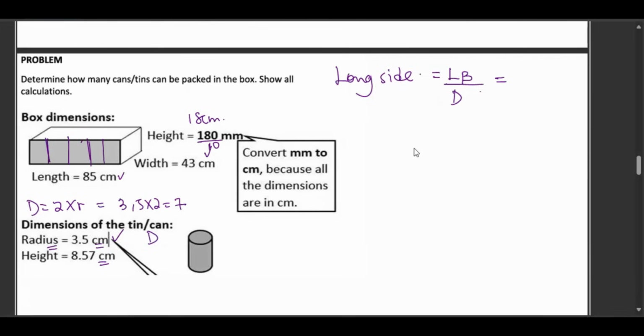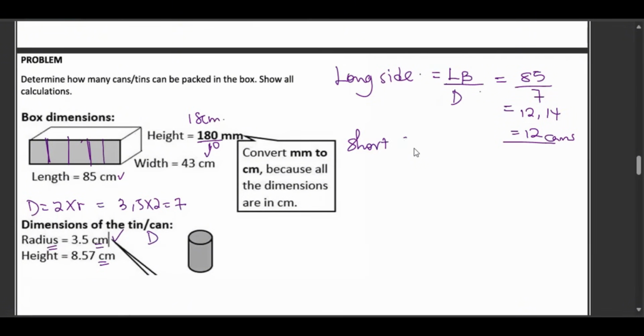The length of the box, 85, divided by 7. What answer do you get? Divide for me, 85 divided by 7. I believe you have 12.14. So we say we need 12 cans. Then what about on the short side?